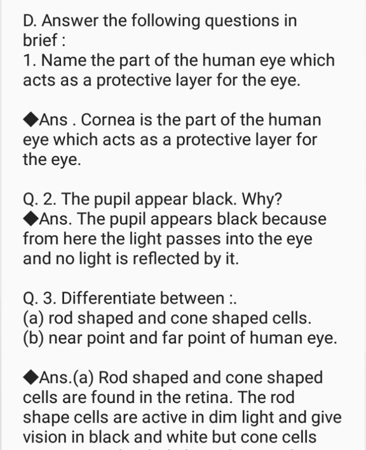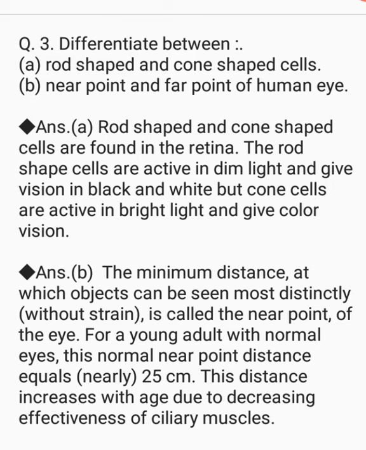Now the next question, question D. Answer the following question in brief. Name the part of the human eye which acts as a protective layer for the eye. The answer is cornea is the part of the human eye which acts as a protective layer for the eye. Now the next question. The pupil appears black. Why? Answer. The pupil appears black because the light passes into the eye from here and no light is reflected by it.